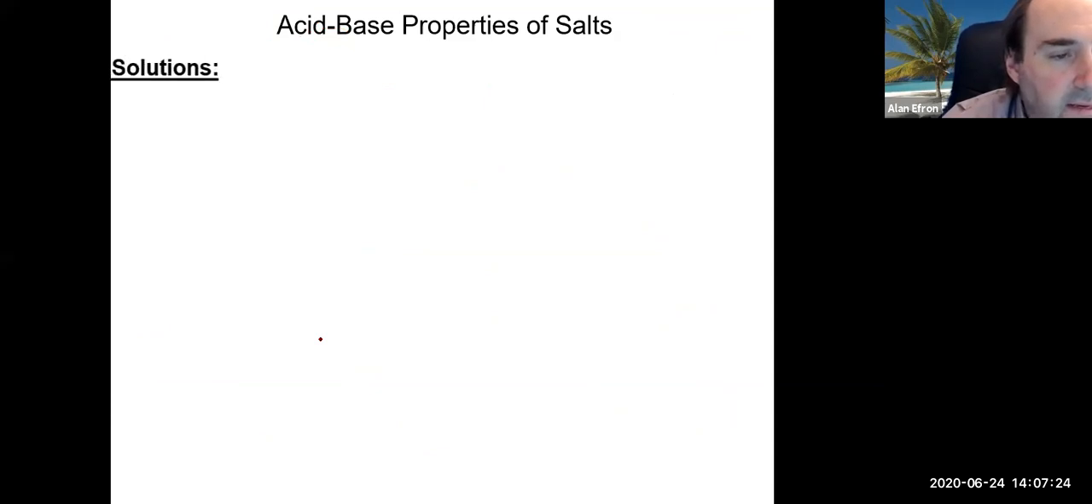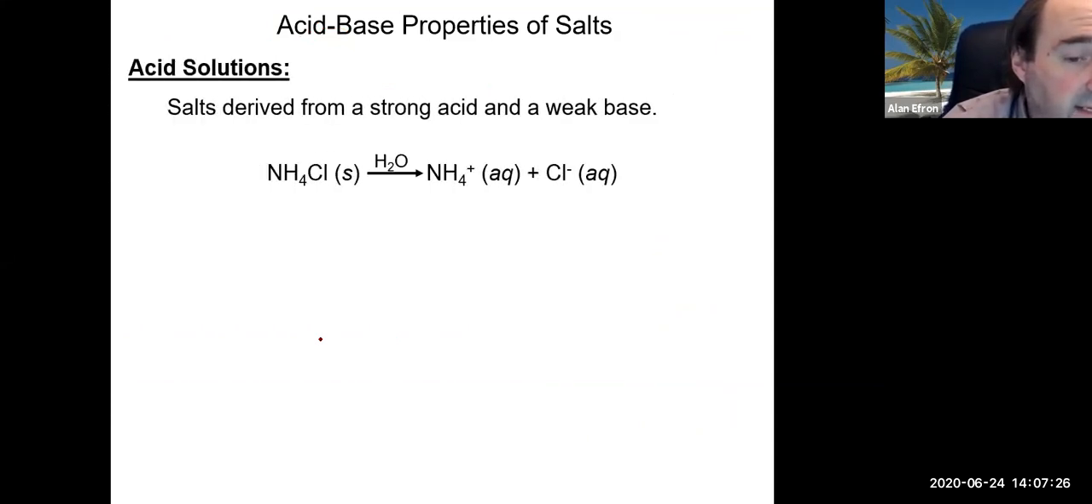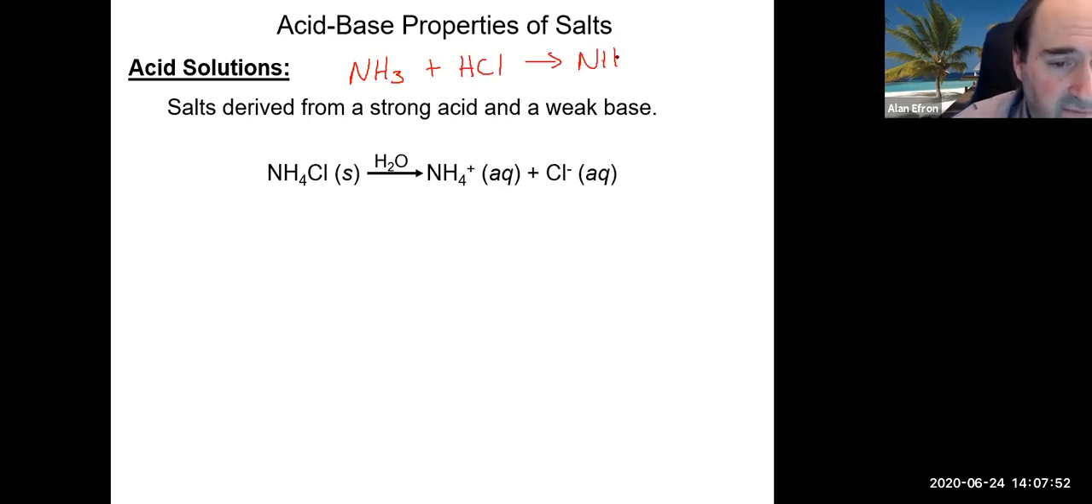All right. Now, there are salts that are considered acidic salts, and these are salts that come from a strong acid and a weak base. If we take something like ammonium chloride, and step back to figure out where those things came from, ammonium most likely came from ammonia, NH3, and HCl, this reaction, which would give you NH4Cl.